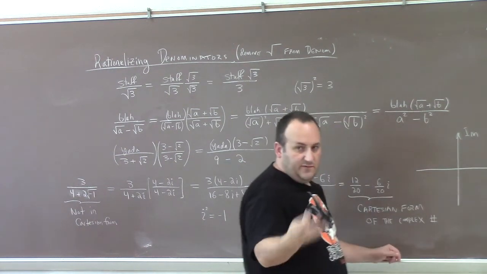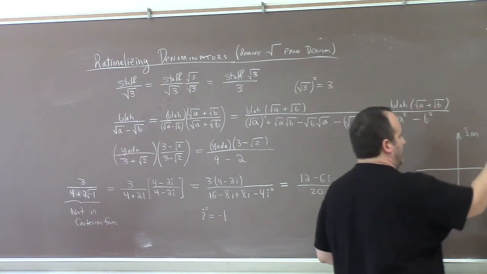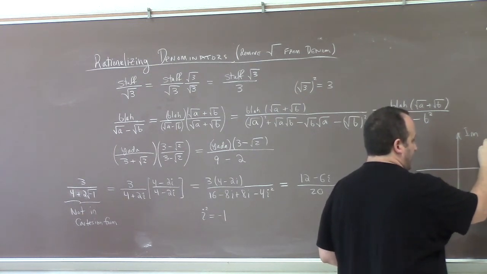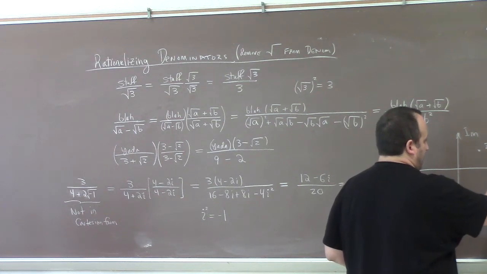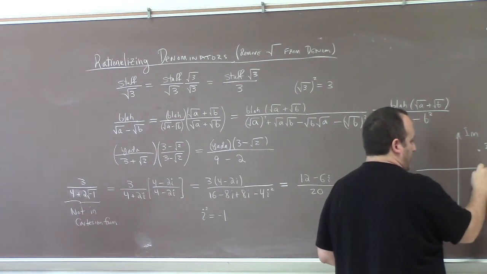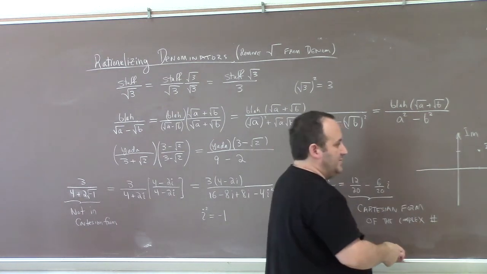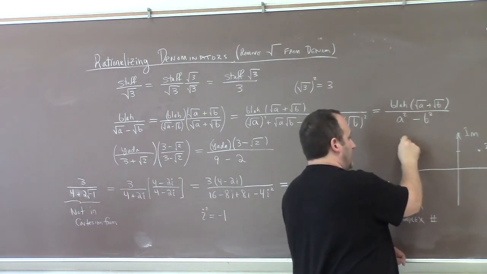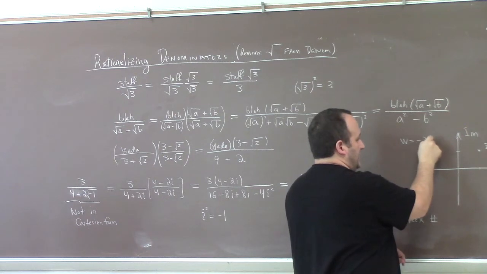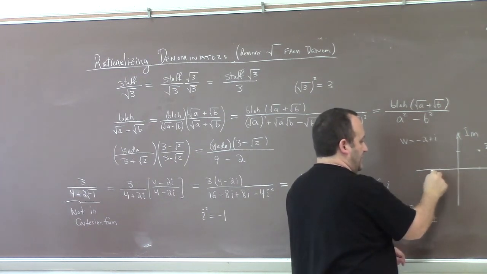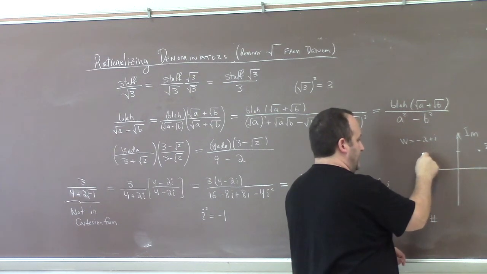Just to give you a few examples, if I want to plot the number 1 plus i, it's here. Z is 1 plus i. I go 1 unit in the reals and 1 unit in the imaginaries. If I wanted to plot W equals minus 2 plus i, it would be the same imaginary level, but 2 left in the reals. So this is where W is.